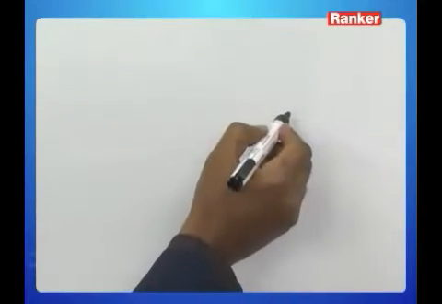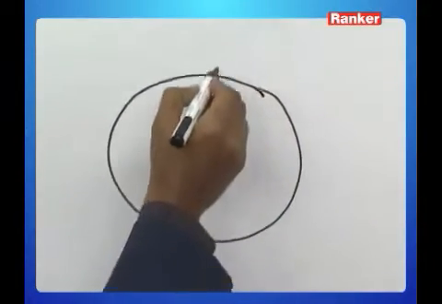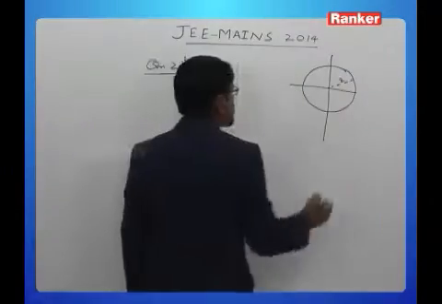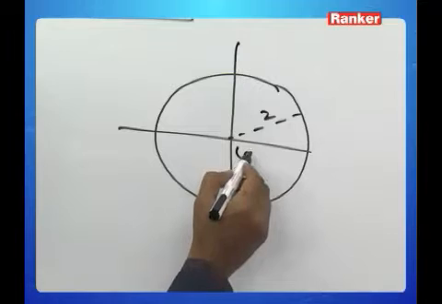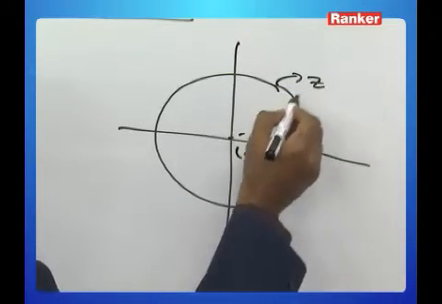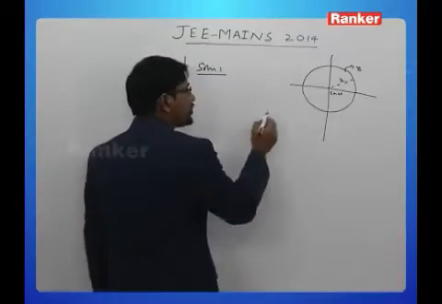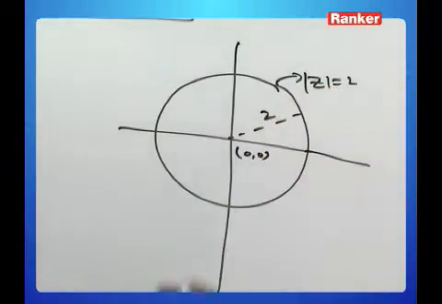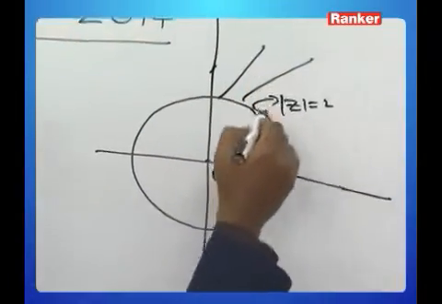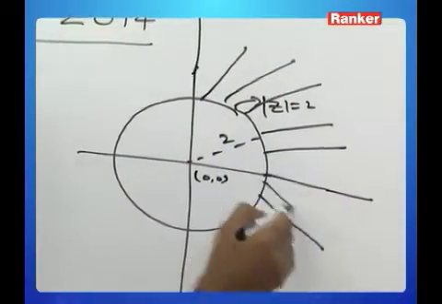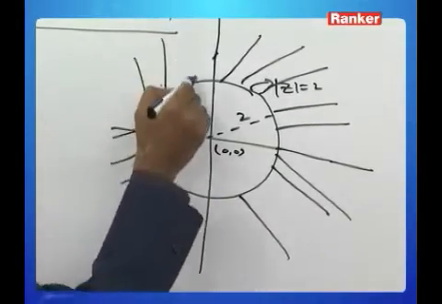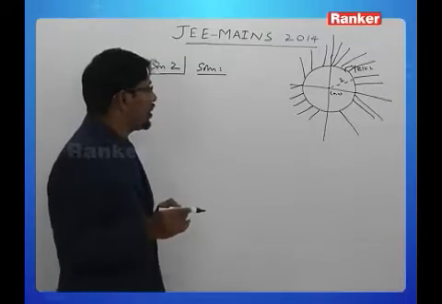Mod z equal to 2 will be a circle with the center as origin and radius 2 units. For any point z here, mod z is equal to 2. This corresponds to mod z equal to 2. Modulus of z greater than or equal to 2 will correspond to points outside and on the circle, that is, the exterior and the boundary of this circle.